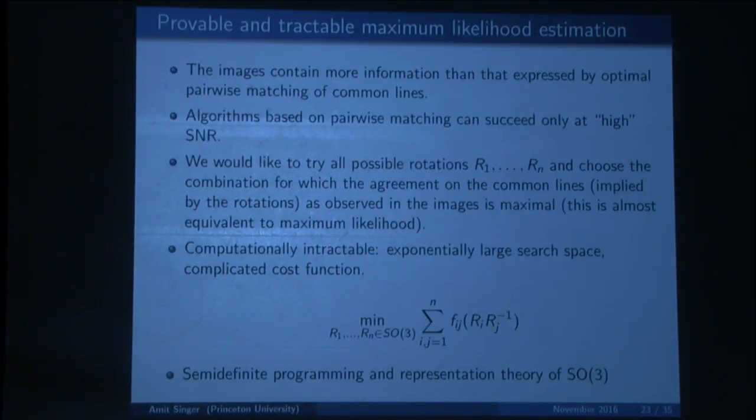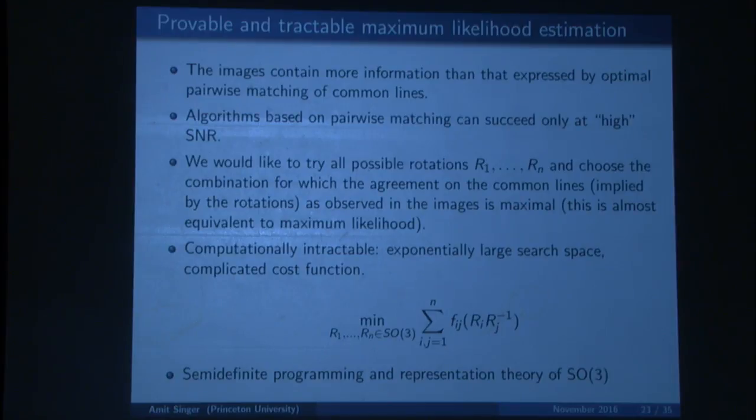So what we really want to do is what the suggestion was before: let's do a full search, okay? Let's exhaust over SO3 to the N, and for every possible configuration of N rotations, calculate the common lines that are implied by them, look at the images, and give a score, okay? The likelihood score, if it's common line, you know it's Gaussian, you can just say the difference is also Gaussian, and so my score will be the sum of the squared Euclidean distances between the common lines. It's not exactly maximum likelihood, but for now, let's just shove it under the rug.